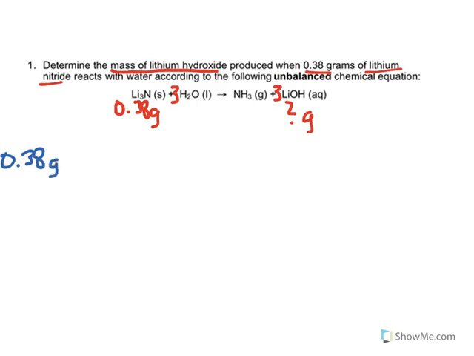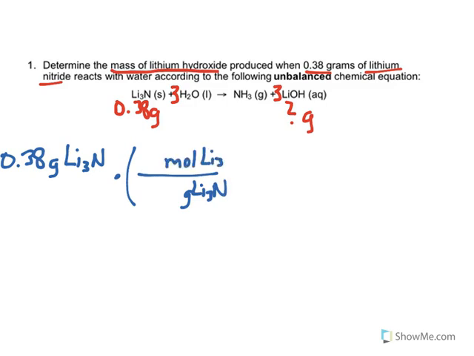0.38 grams of Li3N. I don't want grams of Li3N. I need moles of it. Breaking out the calculator for this molar mass gives me that 1 mole of Li3N is 34.83 grams.